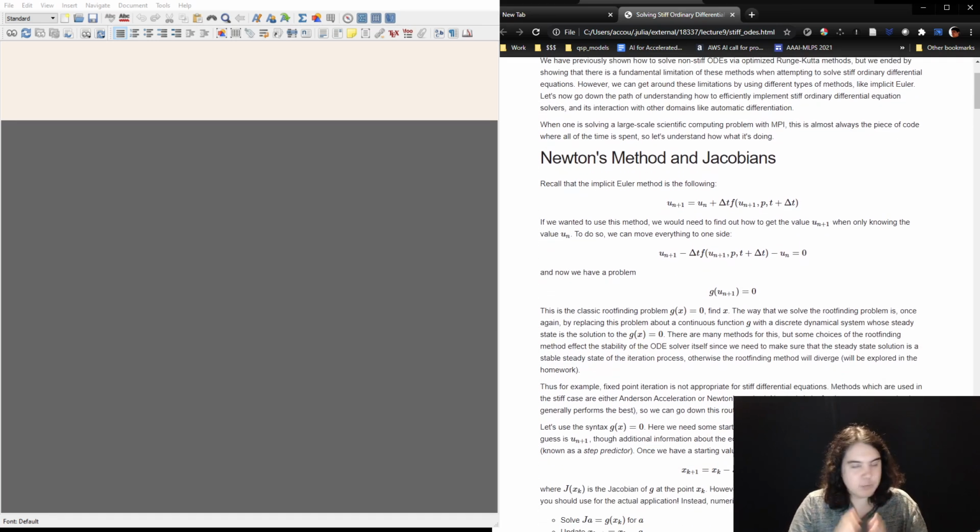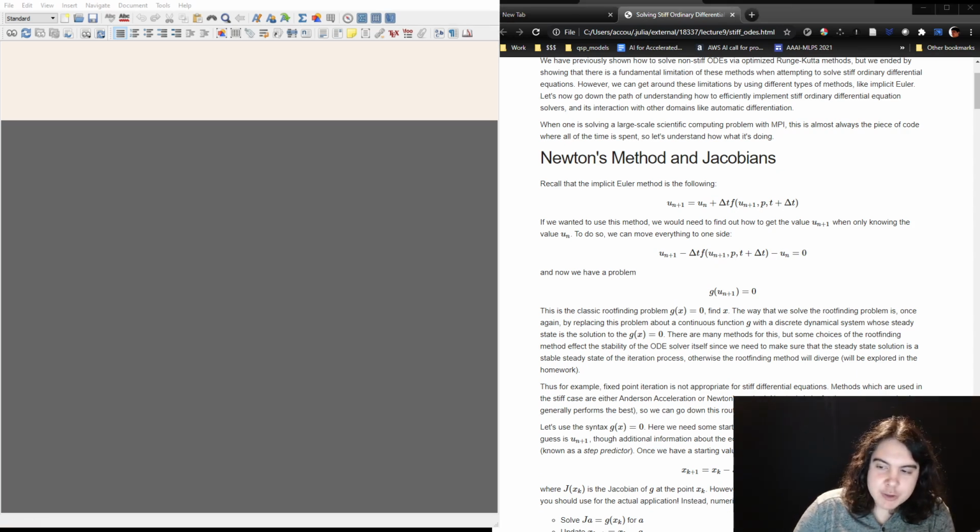So, okay, this is a classic root finding problem. We have a function g of x, and we want to find the x such that g of x equals 0. So how do we want to solve this kind of system? Well, we replace the root finding problem by a discrete dynamical system whose steady state solution is g of x equals 0. And what's the method that does this? Well, we saw from the homework that there's two of them. You can use fixed point iteration with this twist, along with Newton's method. These are both methods that will give you a root of an equation.